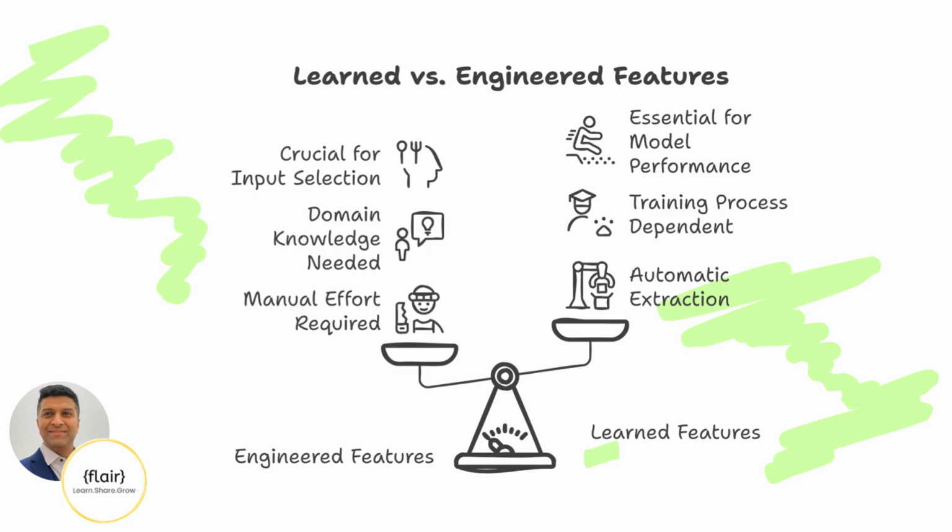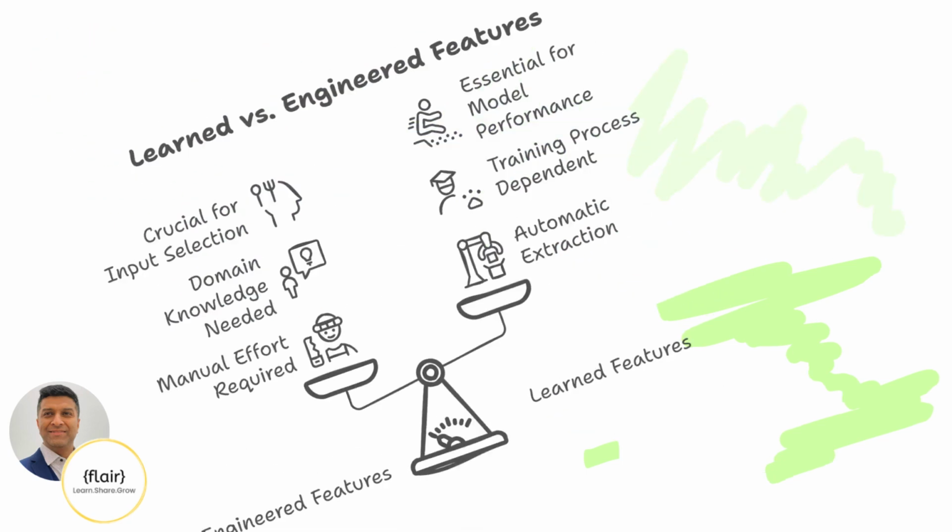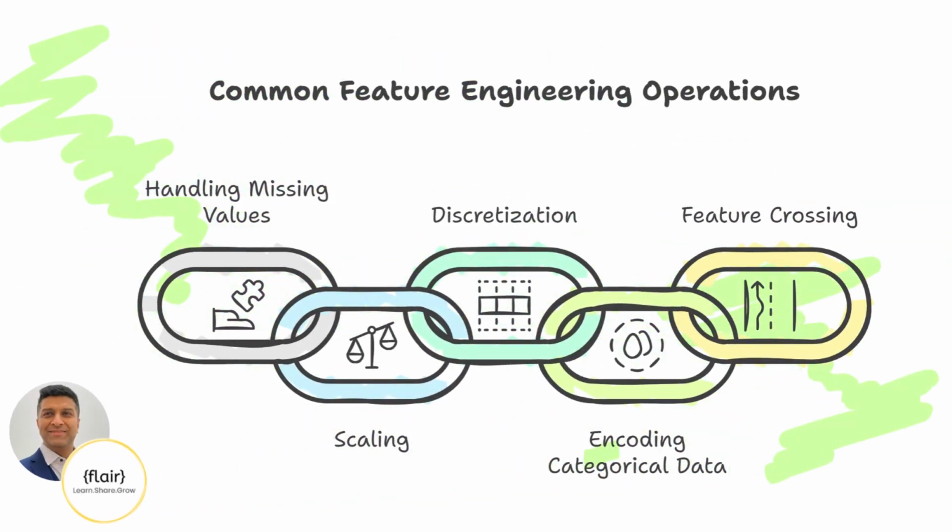Common feature engineering operations. Let's talk about a few common techniques you'll use in feature engineering. Missing values, a huge one. You can either delete or impute the missing data. Both have pros and cons, so you'll need to decide which one works best. Scaling is key, especially if you've got features with different ranges. Without it, your model might give too much importance to features with higher values.